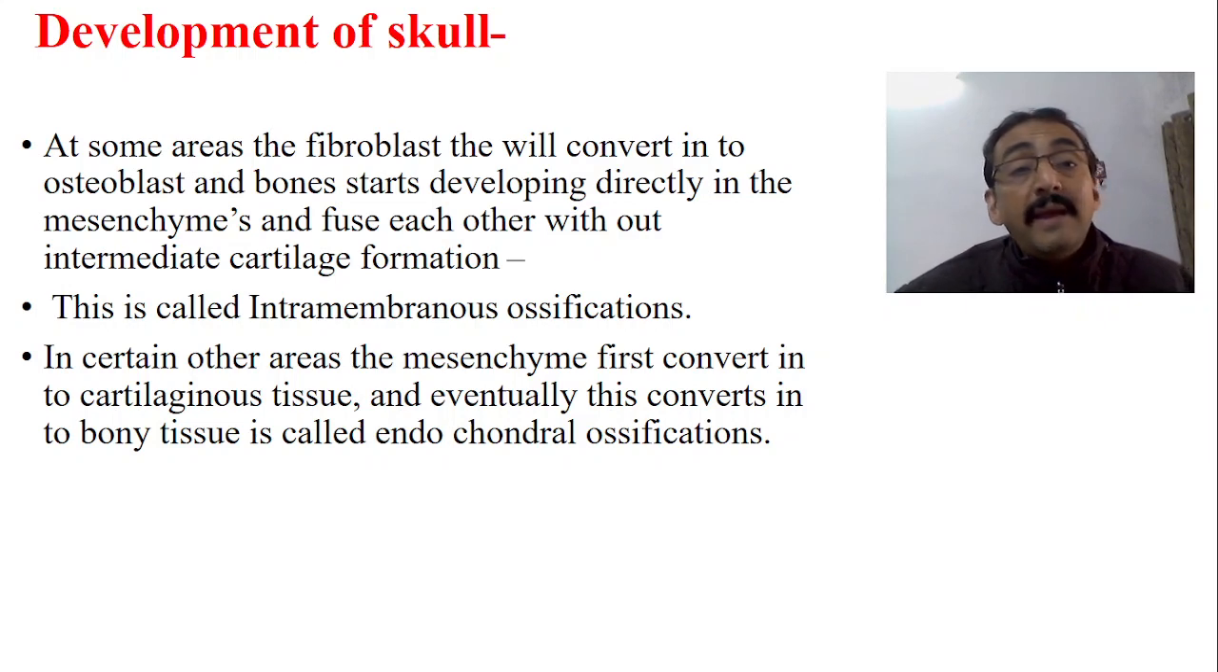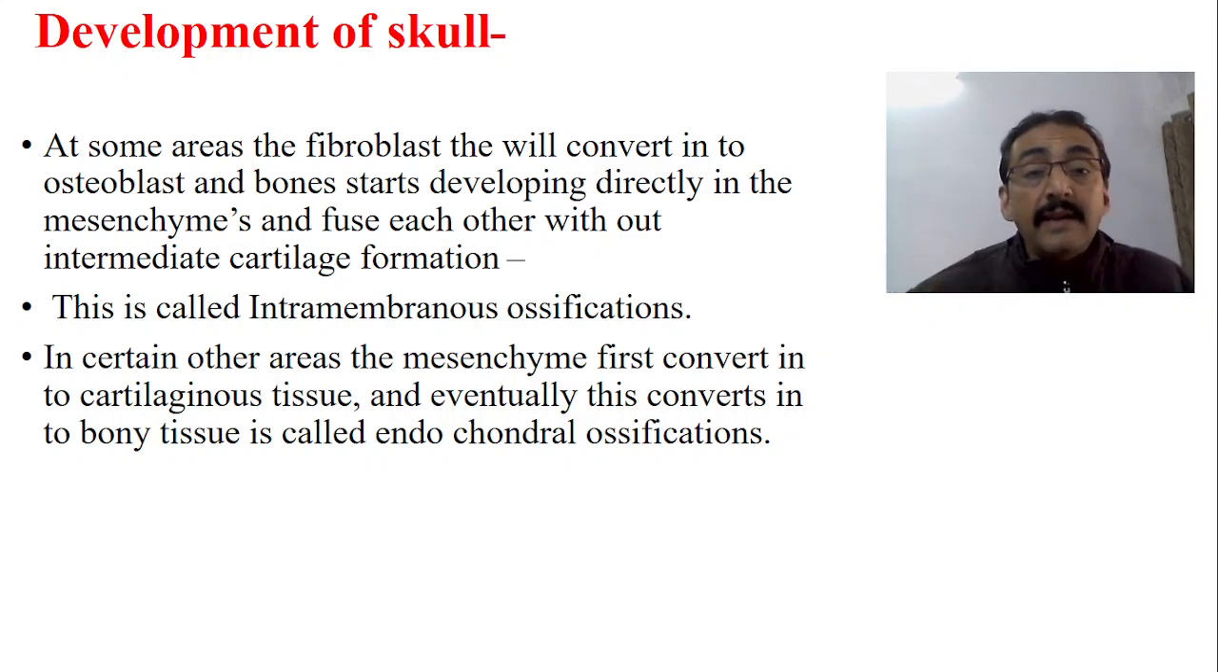Now, at some areas, the fibroblasts convert into osteoblasts and the bones start developing directly in the mesenchyme, and they fuse with each other without intermediate cartilage formation. This is called the direct pathway. This is called intramembranous ossification. Such bones are called intramembranous bones.